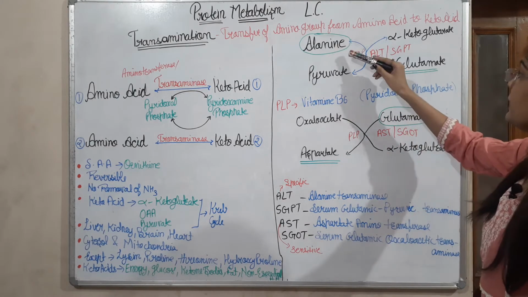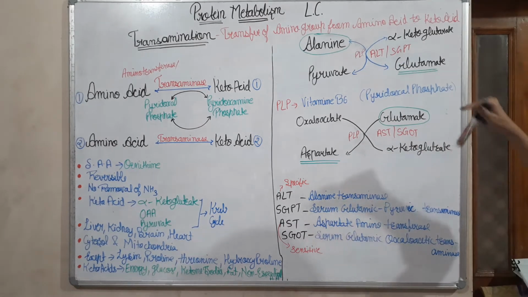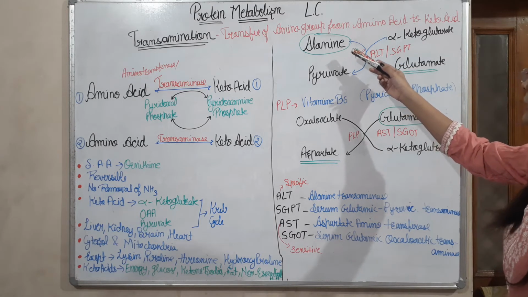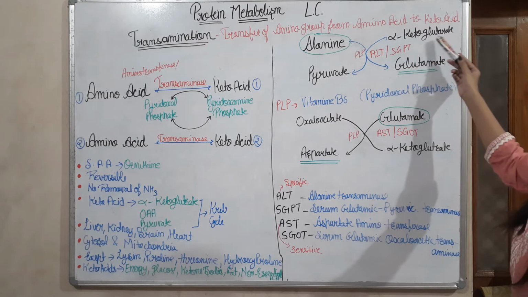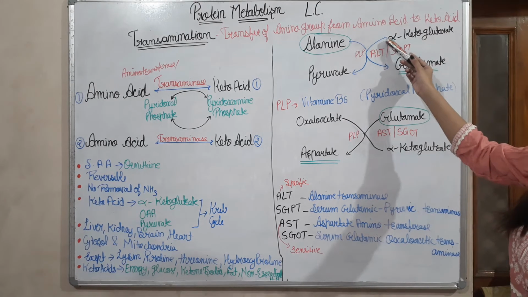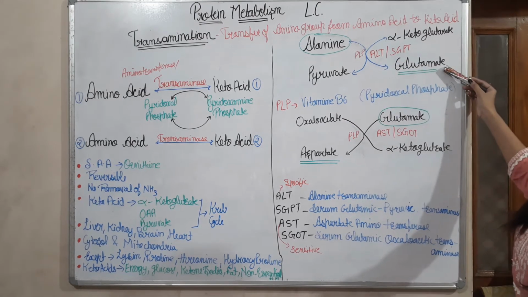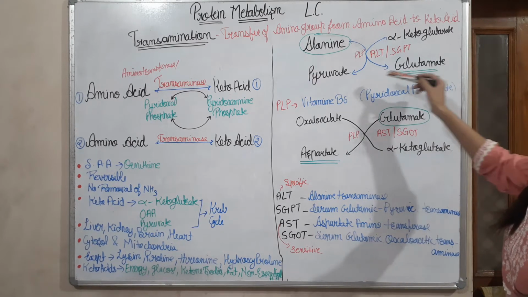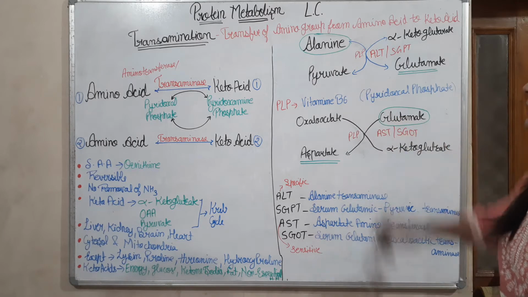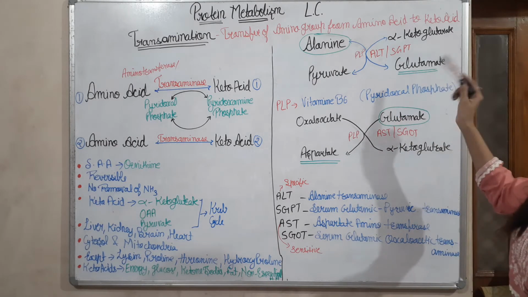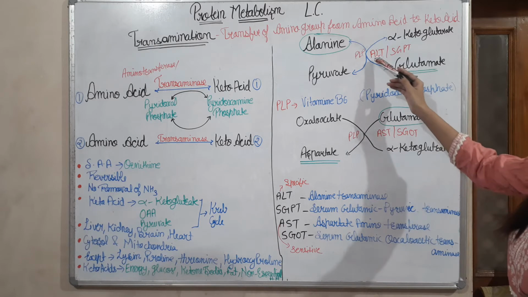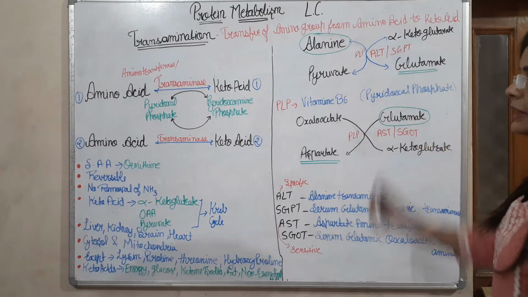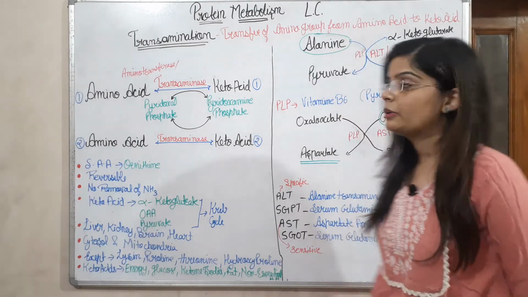So here the alanine is broken down, and it gives its amino group to the alpha ketoglutarate, and this alpha ketoglutarate is now forming glutamate. The remaining keto acid is pyruvate. The important enzyme here is ALT, or we can say SGPT, both are the same, and PLP is the coenzyme which plays a role here.